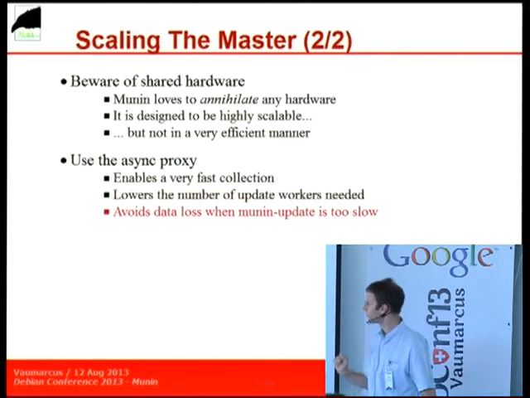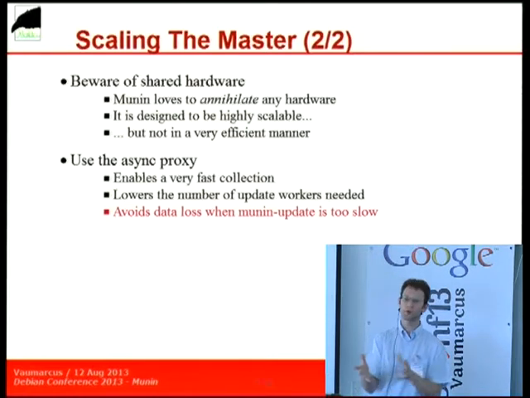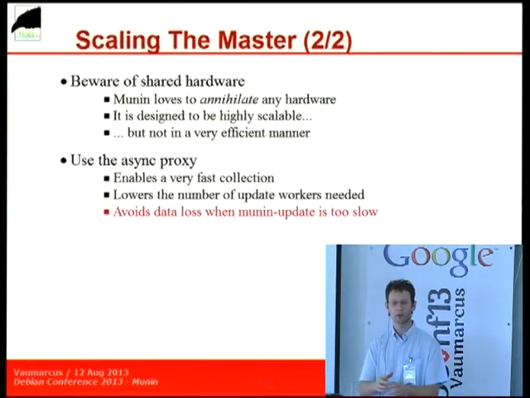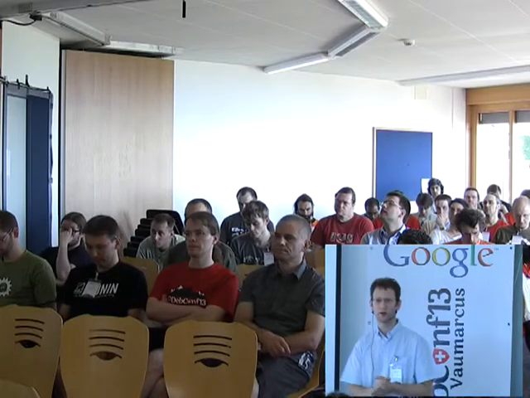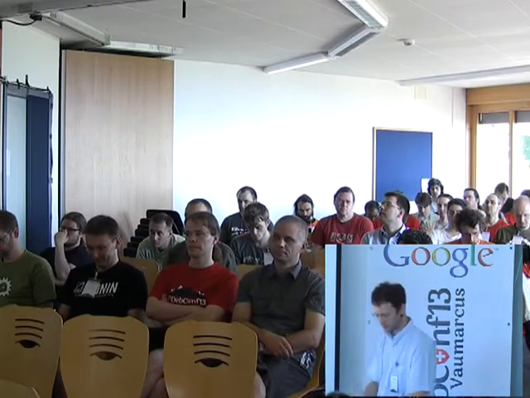And a side effect, but it's very nice: if your Munin update is very slow, which happens, and we spoke about the 5 minute hard limit, all the async-enabled nodes will not have any data loss. You will have delays in integrating the data, but you won't have these infamous white bars that most of you have already experienced at least once.